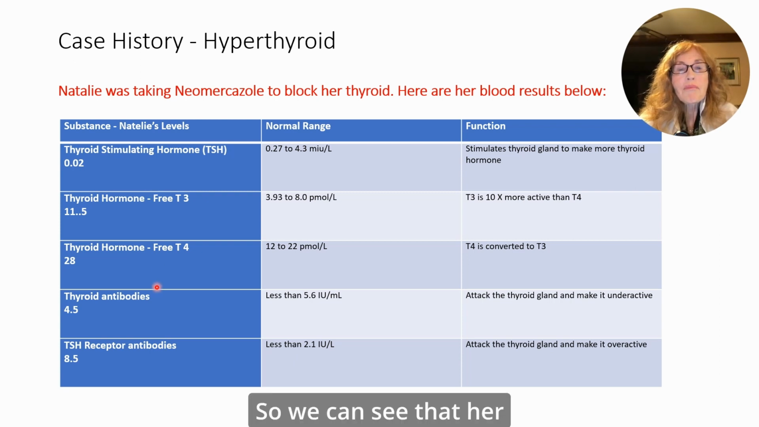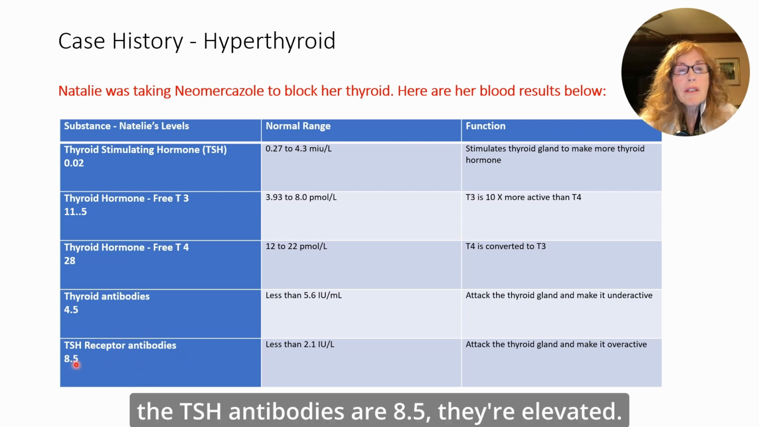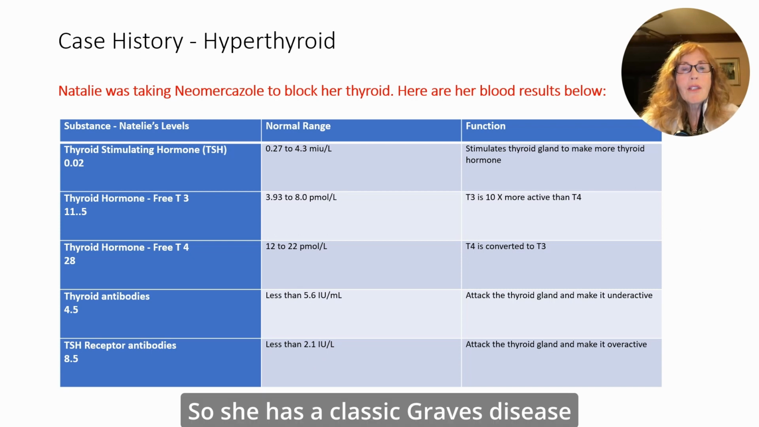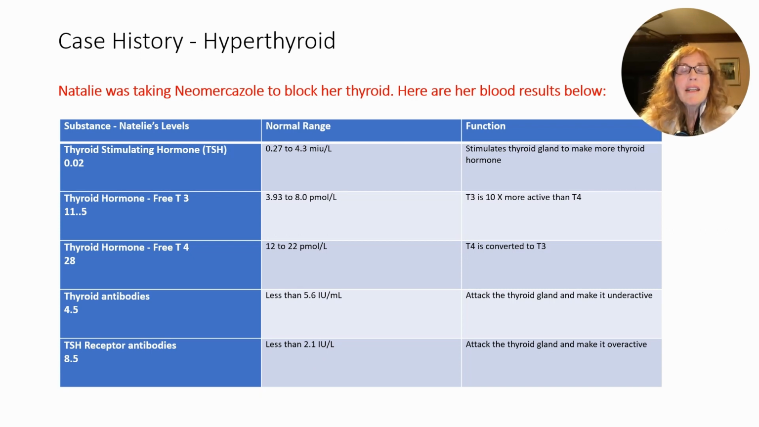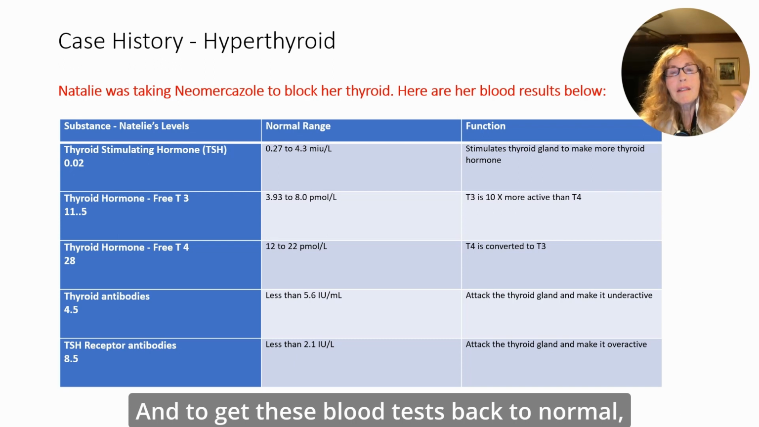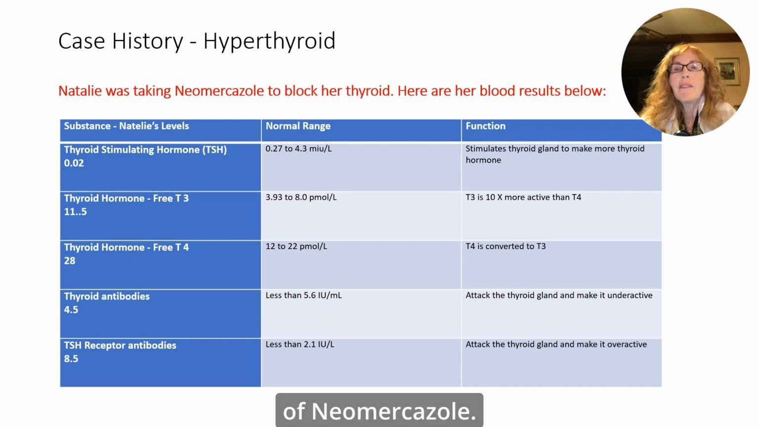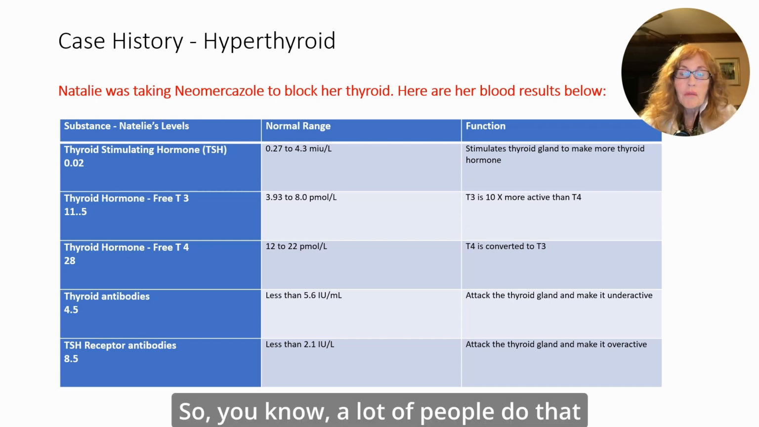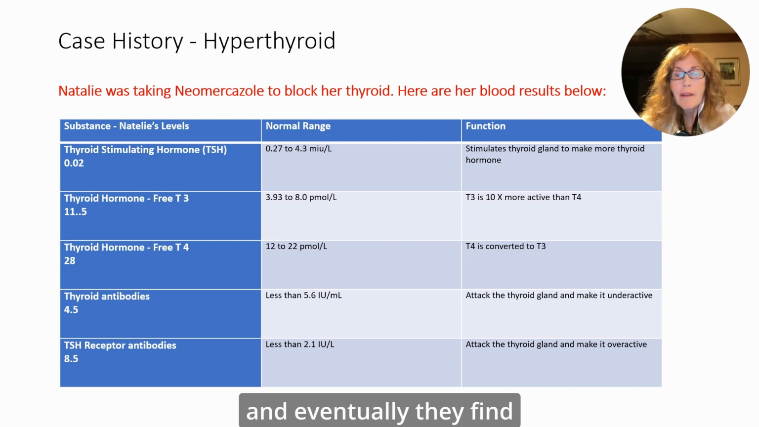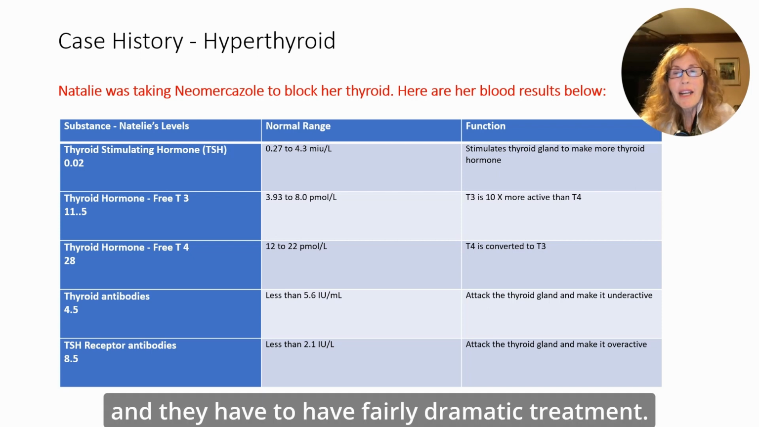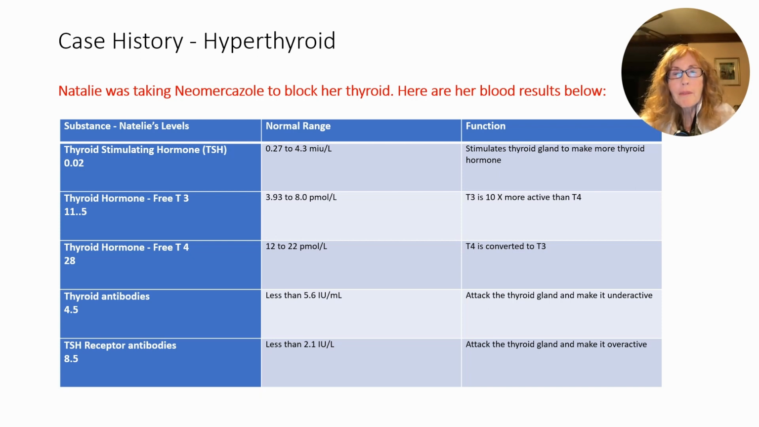So we can see that her thyroid receptor antibodies, the TSH antibodies, are 8.5, they're elevated. Should be less than 2.1. So she has a classic Graves disease, and it's not really being controlled by the neomercazole drug. And to get these blood tests back to normal, she would need to take bigger and bigger doses of neomercazole. So a lot of people do that, and eventually they find that it doesn't work any longer and they have to have fairly dramatic treatment.